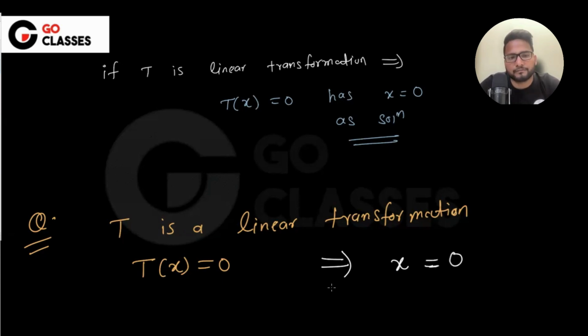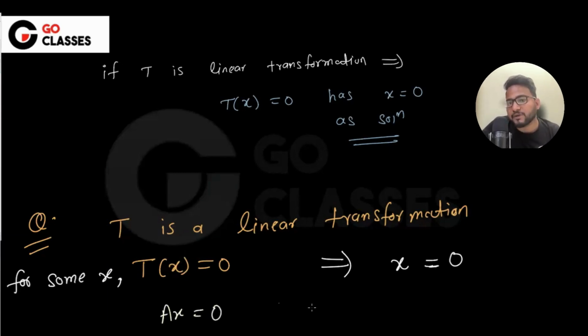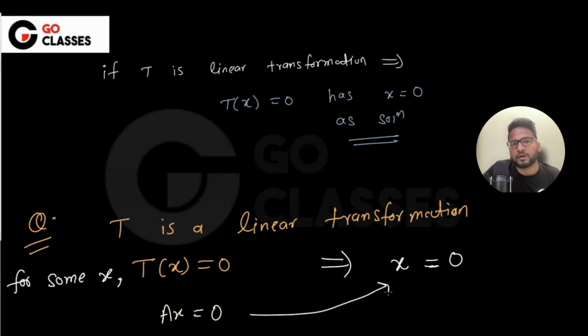Does this imply that for some vector x, T of x equal to 0, x will be 0? What do you think? No, right? What they mean to say is that if Ax equal to 0, it doesn't mean that x equal to 0 is the only solution. If the vectors of A are linearly dependent, then there may be other solutions of this A. We will see those kinds of things also, but I'm just telling you up front, right?